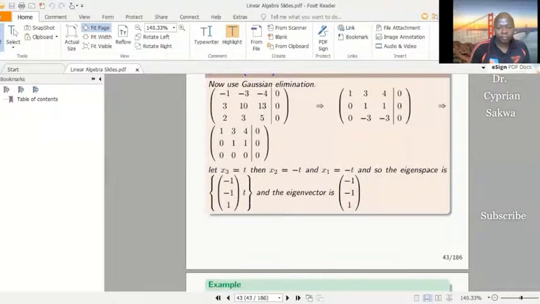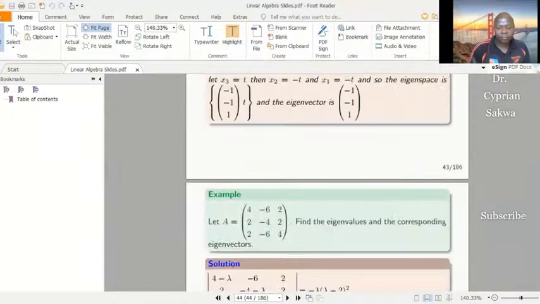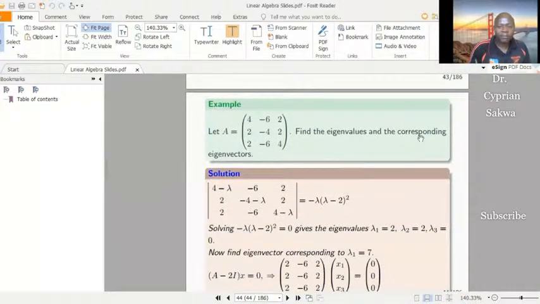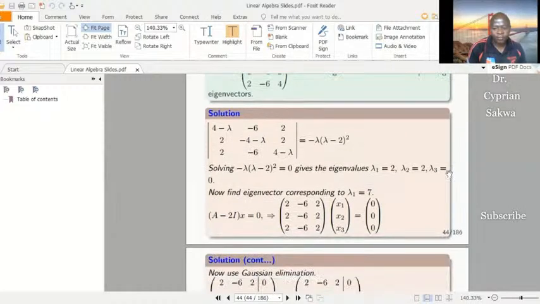Okay, let's look at this other example. I want to see the eigenvalues and the corresponding eigenvectors, and we discover that lambda 2 and lambda 3 are the same, so it's an eigenvalue with multiplicity 2. So I just want to look at lambda 1 equal to 2. It will also work for lambda 2 equal to 2, so once I solve for one, I'll solve the other automatically. You already know how to do it.